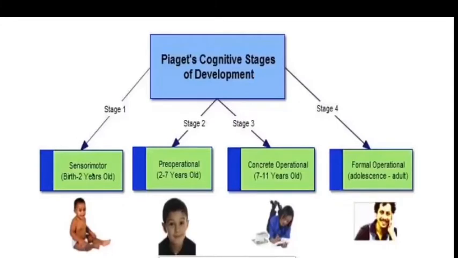There's 4 stages here. So the first stage would be called the sensory motor stage. The second stage is pre-operational stage. Then you have stage 3, concrete operational, and of course you have stage 4, which is formal operational.